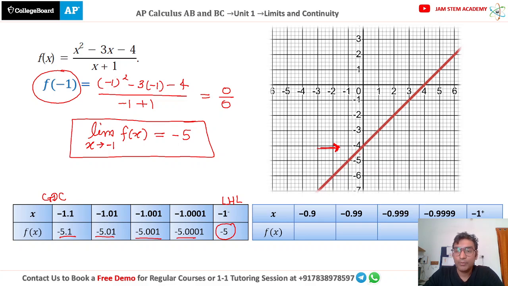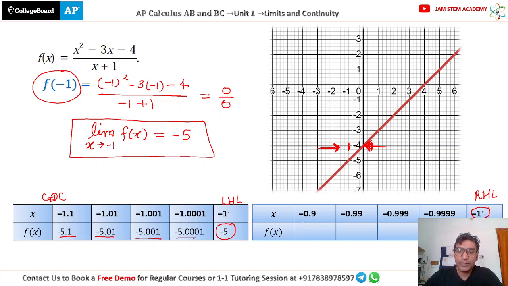Similarly, you can do it by moving towards negative 1 from the right side. That we call the right hand limit. Okay, it means I'm starting from negative 0.9, negative 0.99, negative 0.999. It means I'm approaching negative 1 from the right side. So this negative 1 plus represents a number which is very close to negative 1 from the positive side, meaning it is just more than negative 1.